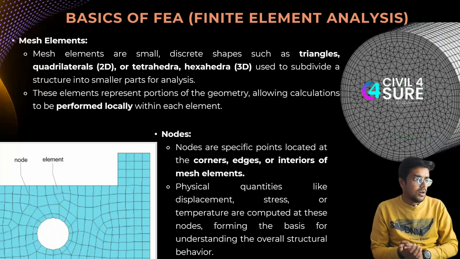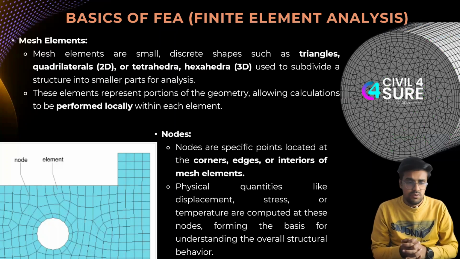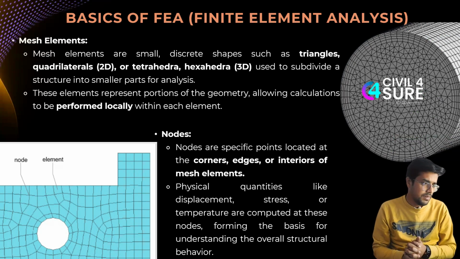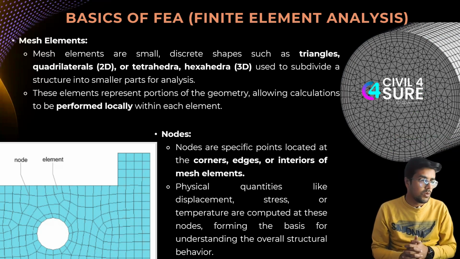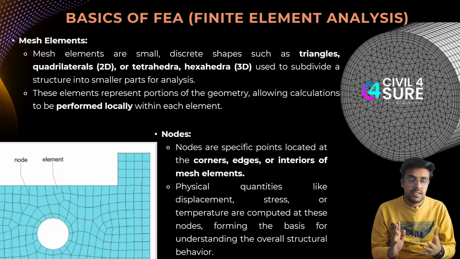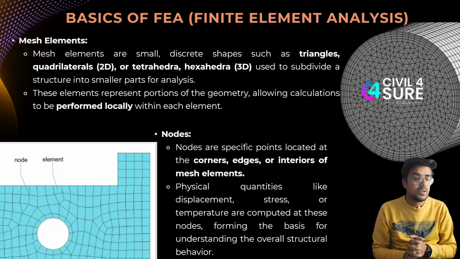Okay, so now let's see what a mesh is. How does this word mesh come into this particular video? Mesh elements are small discrete shapes such as triangles, quadrilaterals, or tetrahedrons, and in the case of 3D, even hexahedrons.